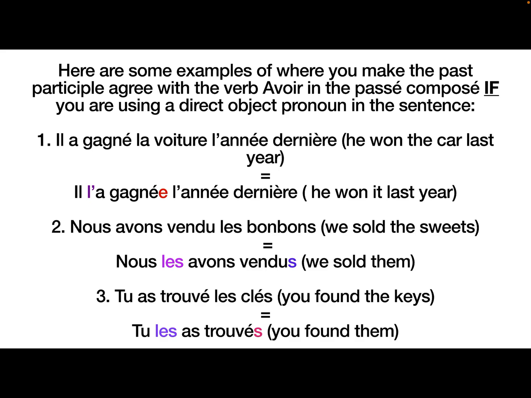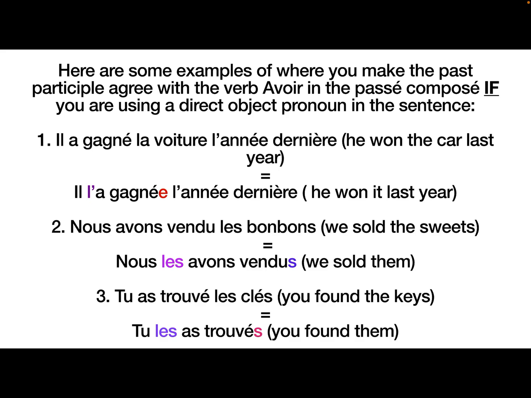However, look at what I've done with the past participle gagné. I've added an E onto it. Even though gagner takes the helping verb avoir, I have made the past participle agree because I've just used a direct object pronoun. My direct object is la voiture and it's feminine. The car is feminine. Okay, so because I've put a direct object pronoun before my helping verb avoir and it happens to be feminine, I have to make my past participle agree, so I add an E.